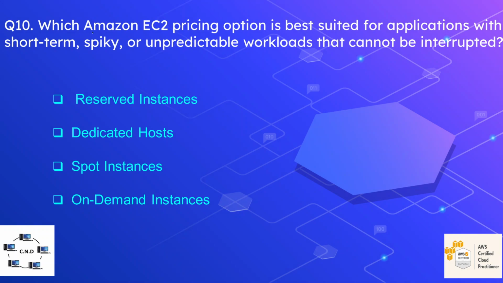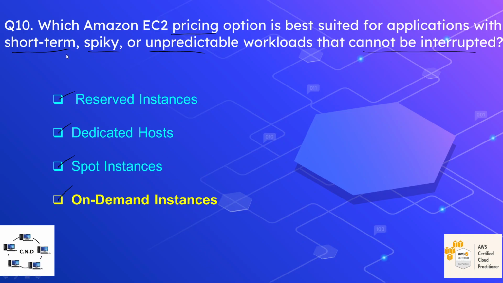Question number 10 is that which Amazon EC2 pricing option is best suited for an application with a short-term, spiky, unpredictable workload that cannot be interrupted? And the options are option A, reserved instances, option B, dedicated host, option C, Spot instances, and option D, on-demand instances. And the correct option is on-demand instances.